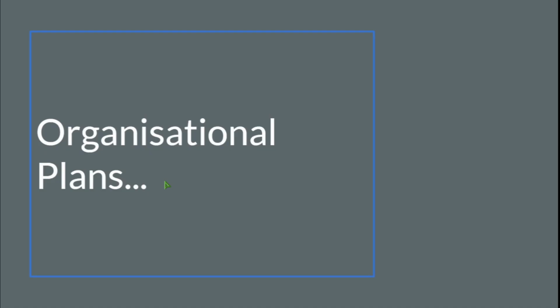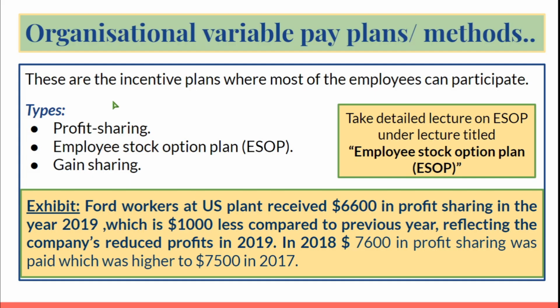Finally, we have organizational plans. Many organizations have incentive plans where most of the employees can participate. They are taken as a means of option by the employees. These are of three types, namely, the first is profit sharing, then we have employees stock option plan or ESOP, and the gain sharing. We'll be covering profit sharing and gain sharing in this lecture.